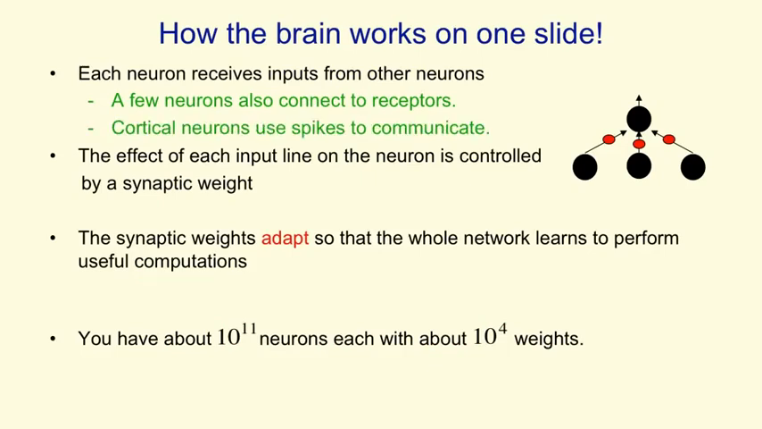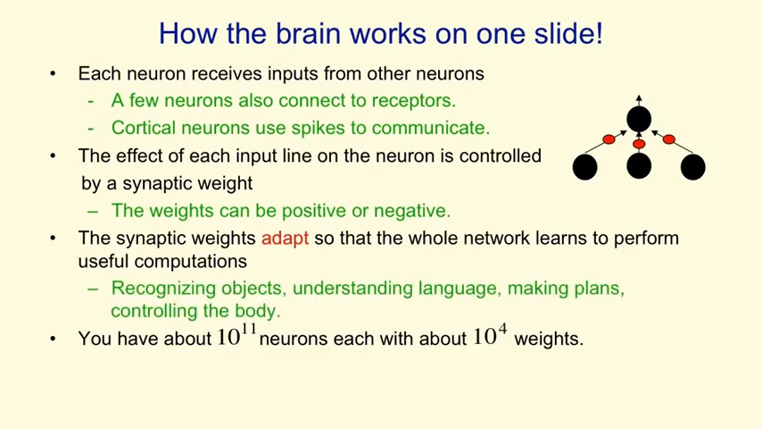And the neurons communicate with each other in the cortex by sending these spikes of activity. The effect of an input line on a neuron is controlled by synaptic weight, which can be positive or negative. And these synaptic weights adapt. And by adapting these weights, the whole network learns to perform different kinds of computation. For example, recognizing objects, understanding language, making plans, controlling the movements of your body.